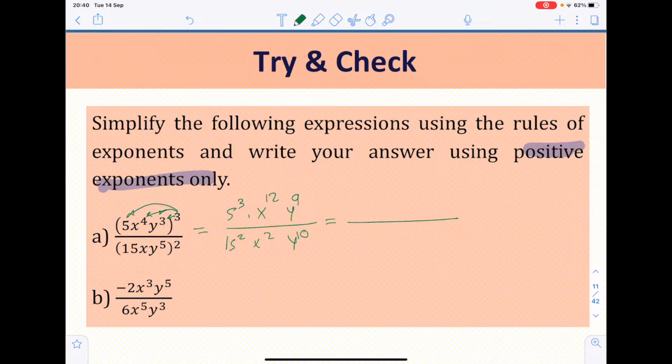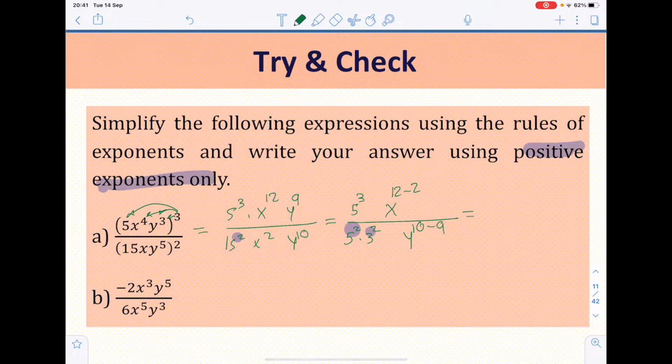Okay, now I can simplify 5 to the power 3. And 15, I can write 15 as 5 times 3. And since here I have a square, I should put the square on both numbers. So this would be square and square. Okay, now for x, since 12 is bigger than 2, I will subtract up. So this would be x to the power 12 minus 2. And for y, I will subtract down, so 10 minus 9.